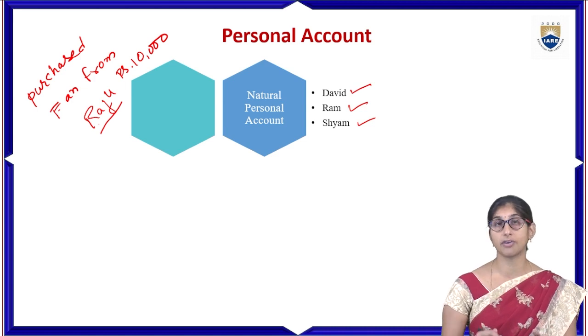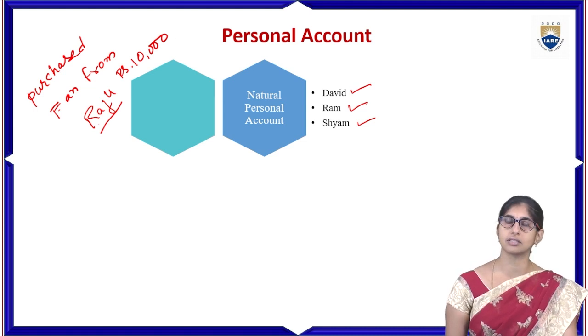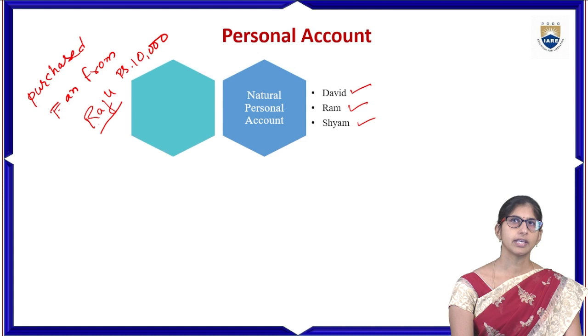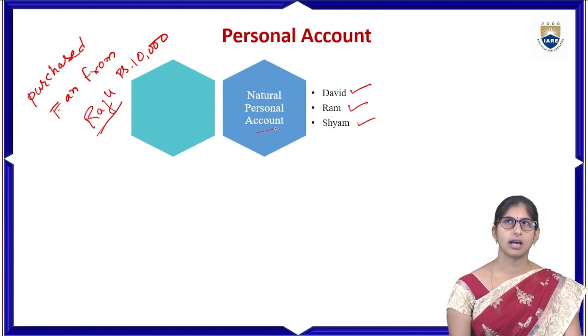We have to remember this for further journalizing the transactions, for doing the accounting system, how to debit and how to credit. These are the basic rules one has to remember to journalize the transaction and to pass the journal entries and ledger accounts, and finally the trial balance and final accounts too. So here, purchased fan from Raju, rupees 10,000. Raju is a natural personal account item, or David, Ram, Sham, a simple person's name is a natural personal account item.